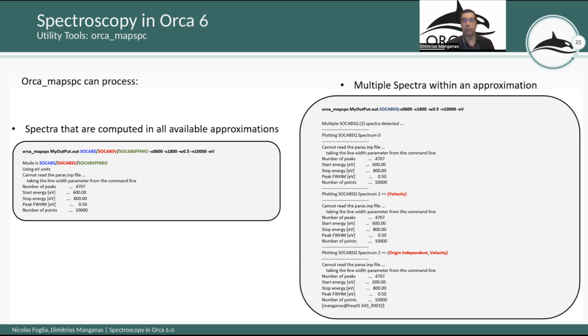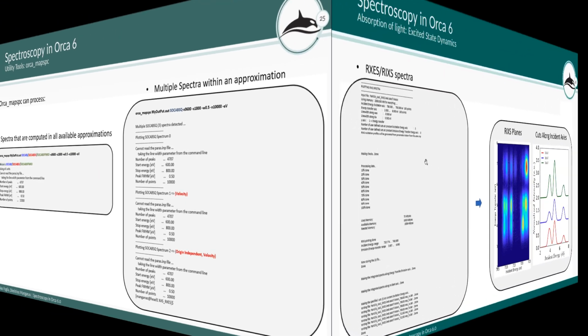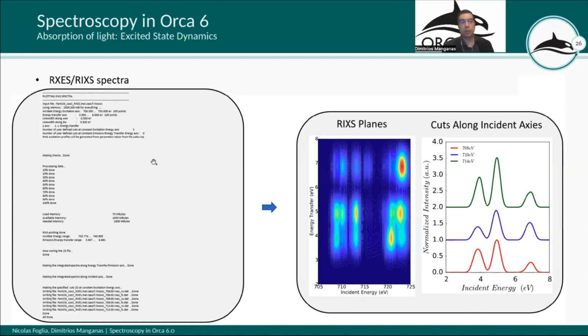all the spectra can be processed automatically by the ORCA Map SPC utility. ORCA Map SPC can also be used to process resonant X-ray emission spectra or RIXS spectra to generate various types of RIXS planes and the respective X-ray absorption and resonant X-ray emission spectra that are generated at constant incident energy or emission energies.